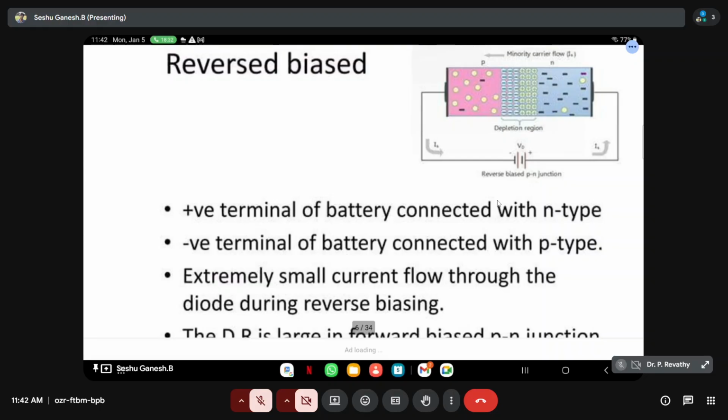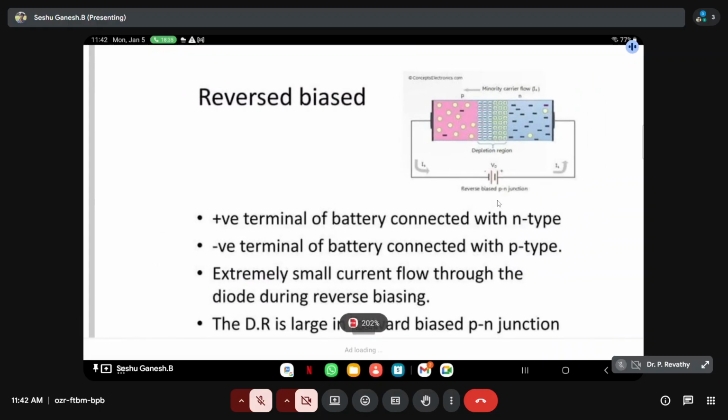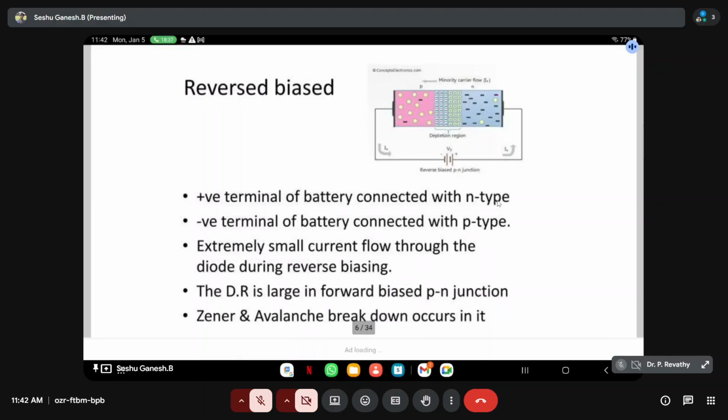Okay, we say that the diode is in the reverse bias condition. Okay. So what is the Zener and avalanche breakdown? We'll be seeing it when we are seeing about the Zener diode.